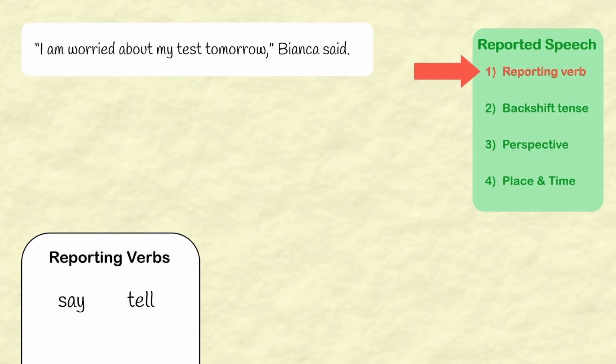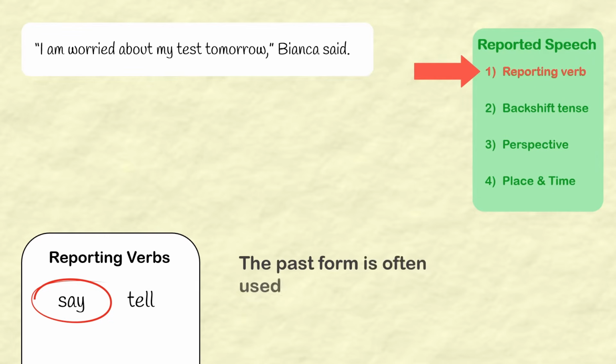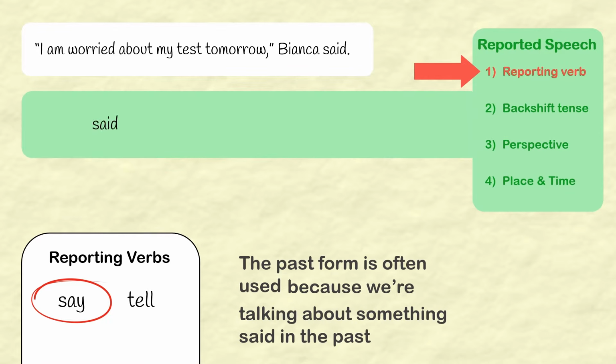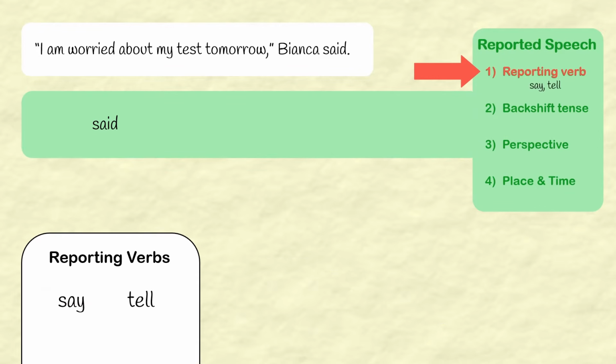These 2 reporting verbs have a slightly different structure to how they're used. For our first example, we'll choose say. The past form of the reporting verb is often used because when we report speech, we're talking about something that was said in the past. That means in our sentence, we'll use the word said. The present or future forms of a reporting verb can also be used depending on the context. We'll have a look at this later in the video.